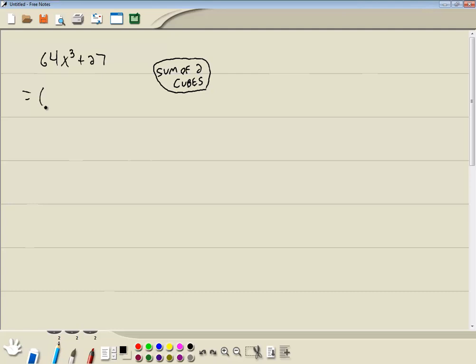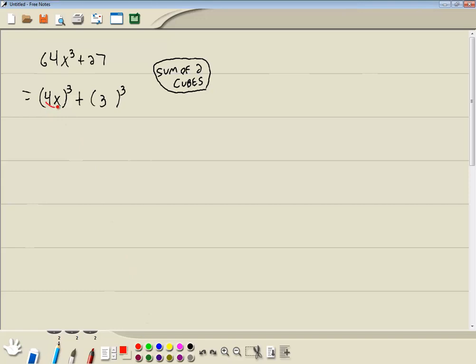Okay, so with this, we're going to try to rewrite this as something to the third power plus something to the third power. You take a look at each individual piece and ask yourself what times itself 3 times gives you that. For example, the 64 is 4 times 4 times 4. The x to the third is x times x times x. And the 27 is 3 times 3 times 3. So we were able to rewrite it into this form. If you're able to rewrite it in that form, that's when you can use the sum of 2 cubes.